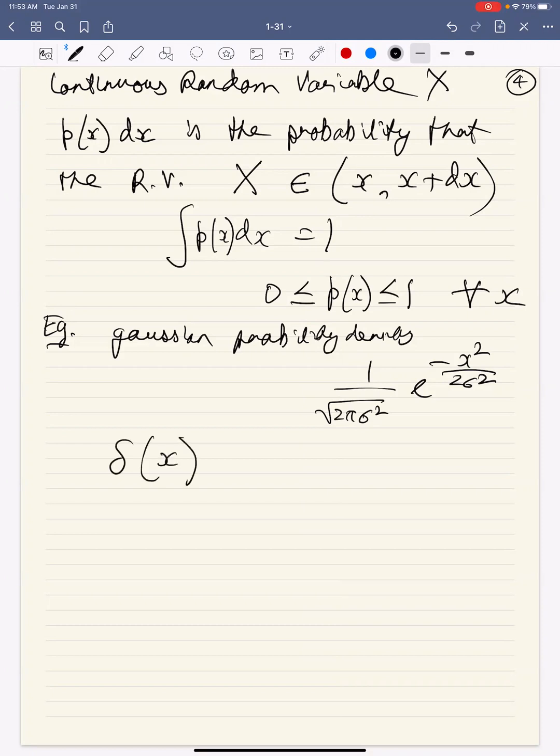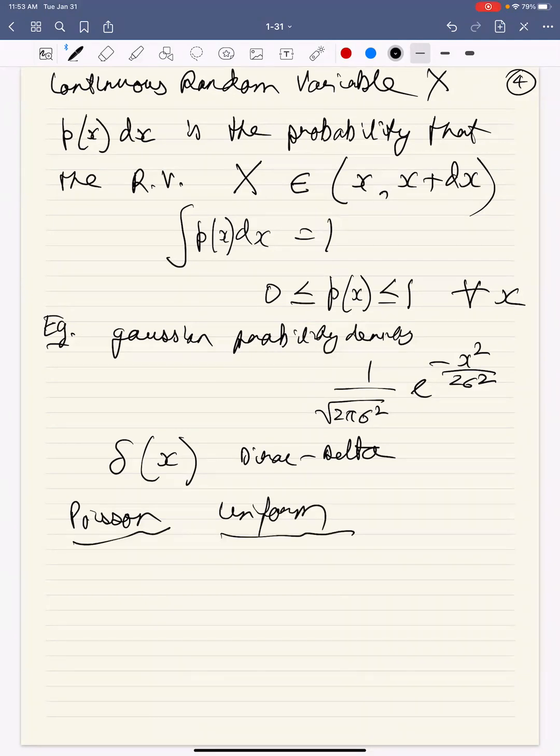Delta of x, the Dirac delta. That's a probability density, right? And it will show up every once in a while. So look up examples of probability density: look up Poisson, look up uniform. In this course, I will not be throwing names except maybe Gaussian. This is the only one I will say: assume it follows a Gaussian distribution. Otherwise, I will tell you what probability density it follows, okay?